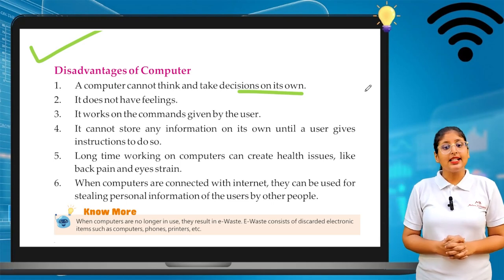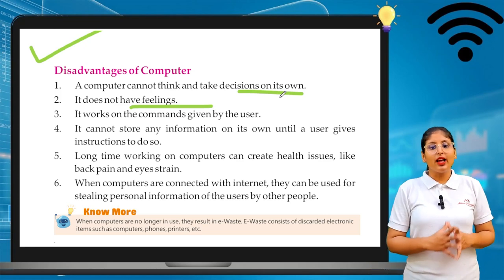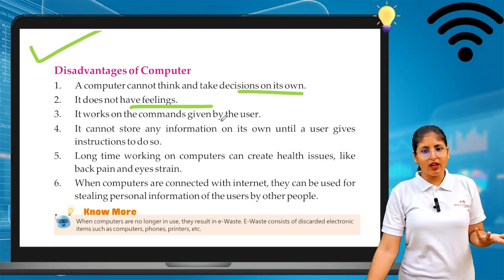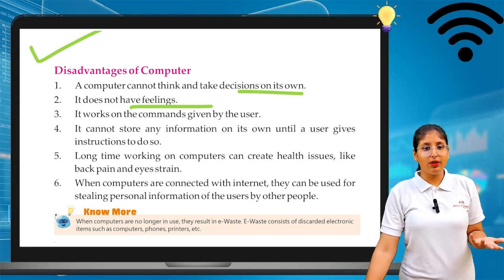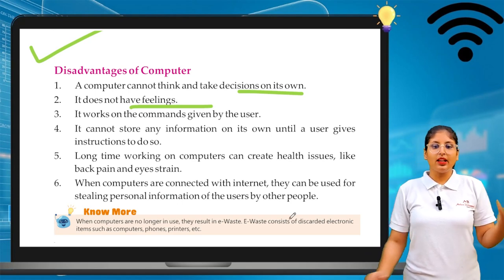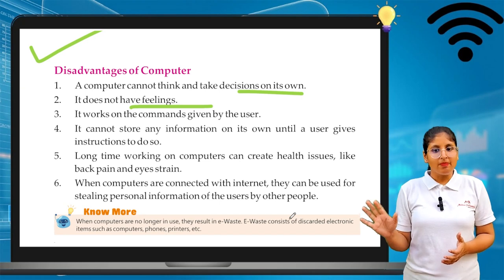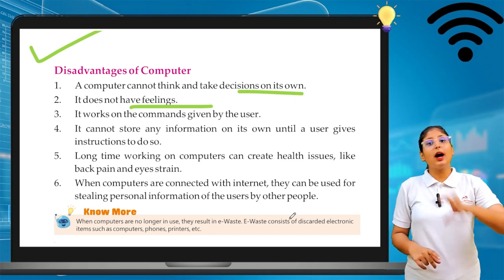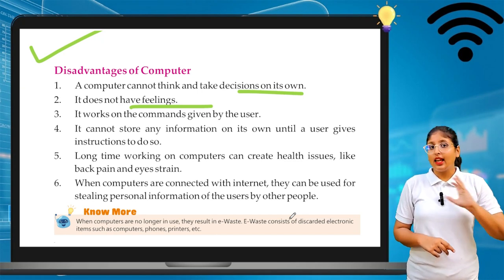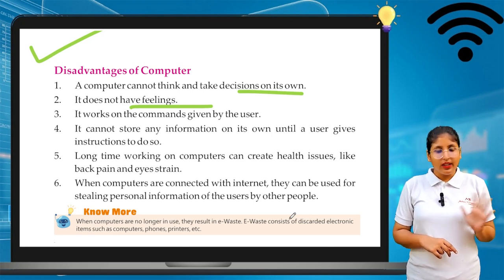Okay, second, it does not have any feelings. Next, third, it works on the command given by the user, so it can work according to the command that you give to the computer. Fourth, it cannot store any information on its own until a user gives instruction to do it. You have to give the command. The command that you give to the computer is followed by the computer only. They cannot do automatic work. They cannot automatically switch on or switch off.